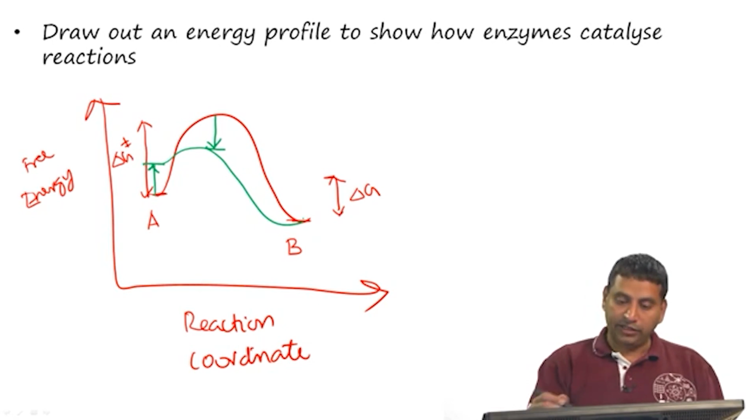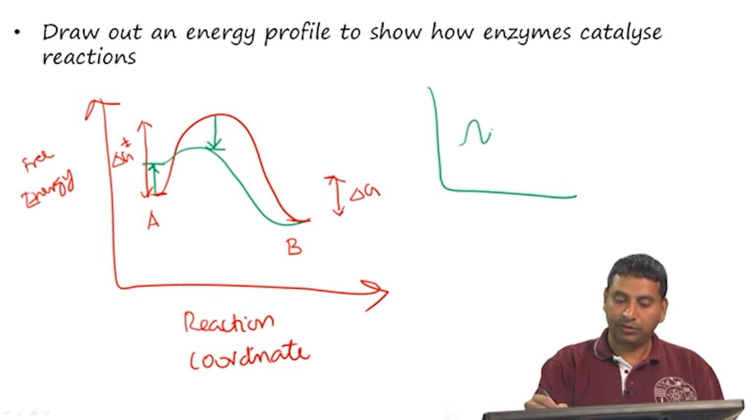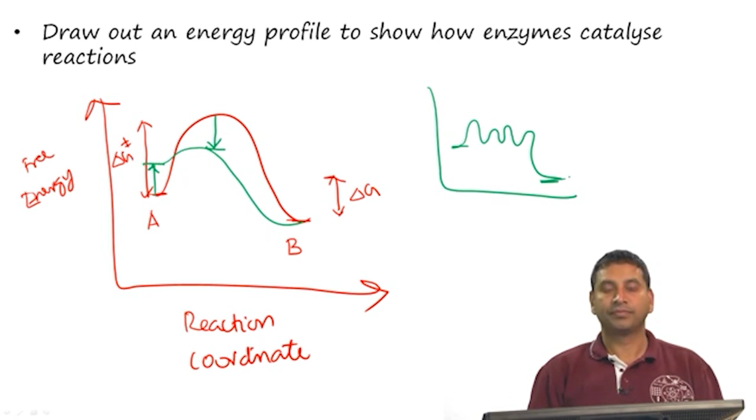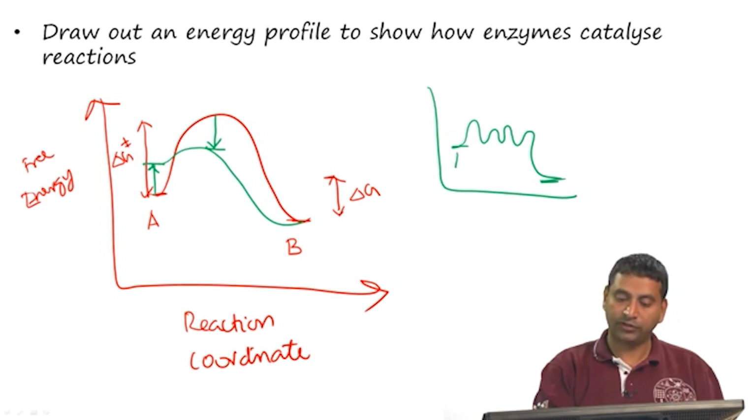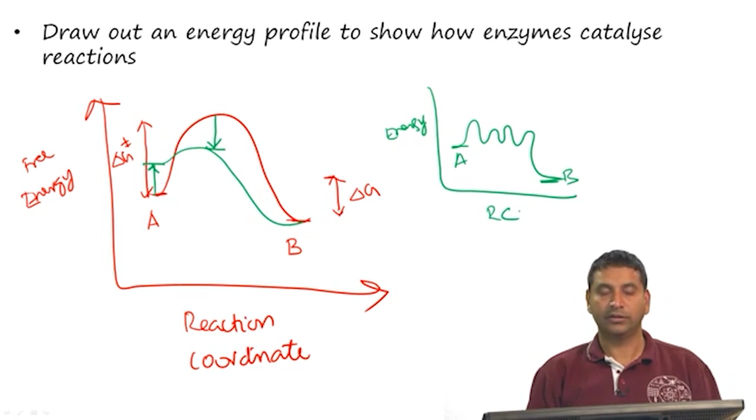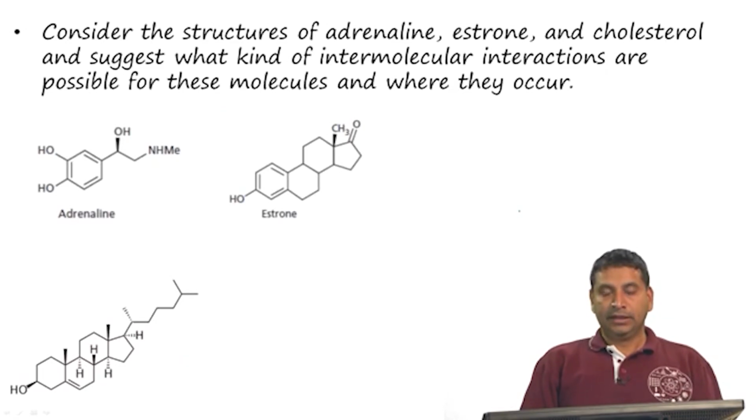So, in reality, it is more likely that an enzyme catalysis may happen in phases such as this. So, here is the starting material A, here is the product B, this is the energy, and this is the reaction coordinate. Okay.